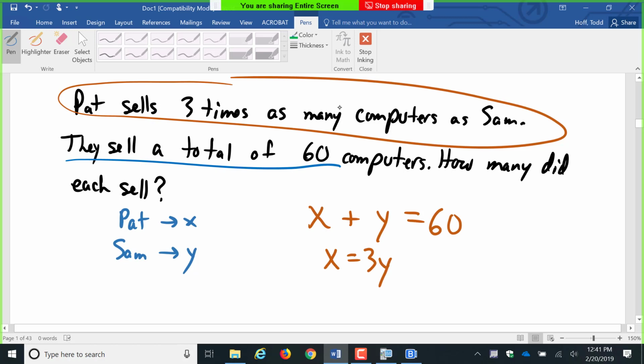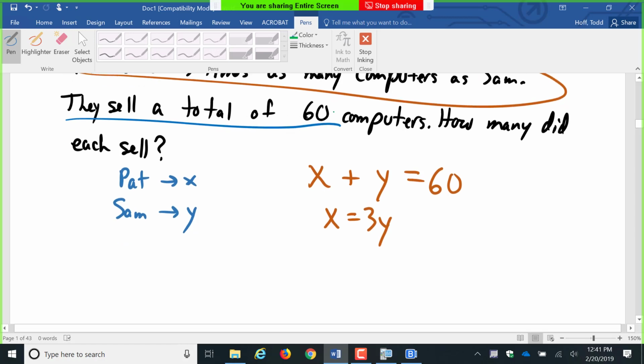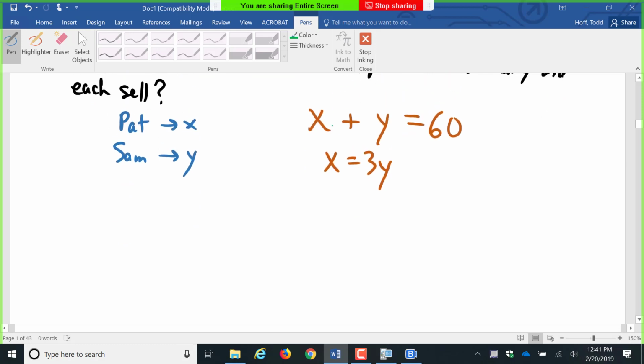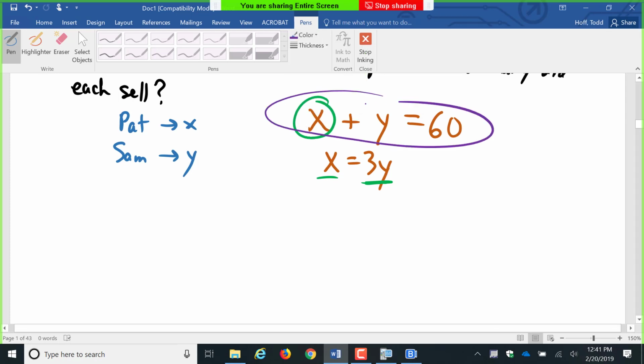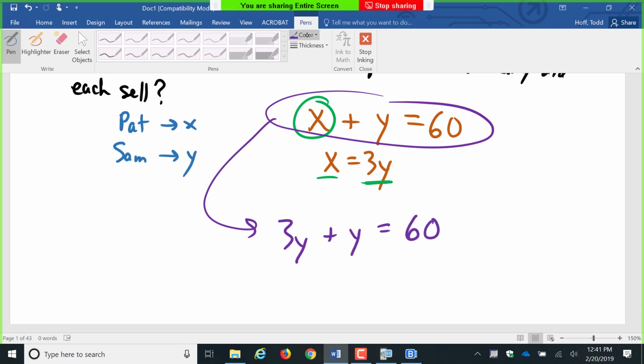This system would not be so easy to use elimination on. I mean, you could use it or the addition on. You could do it, but it wouldn't be quite as simple. But this system is actually very simple to use substitution on. I'm going to replace the x in this problem with 3y, because x equals 3y. So that top equation, instead of x, I have 3y plus y equals 60.